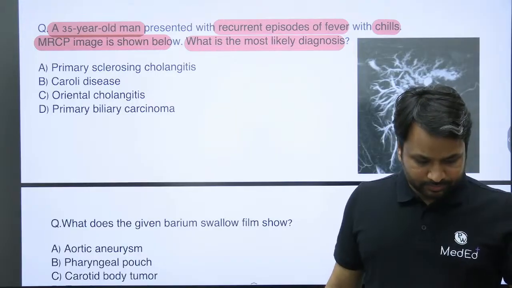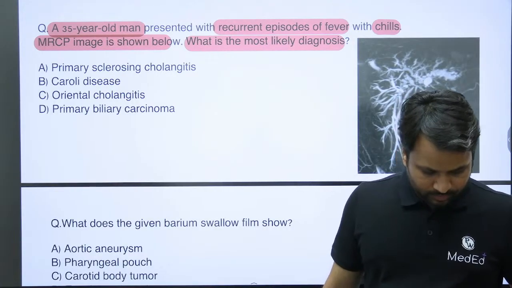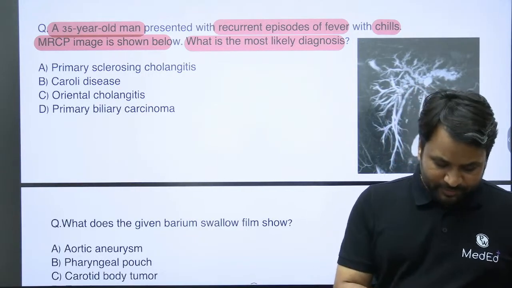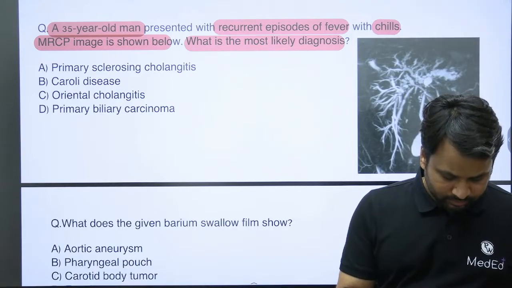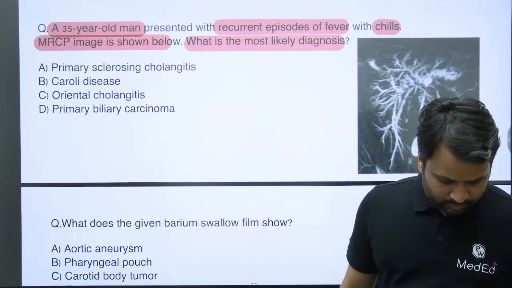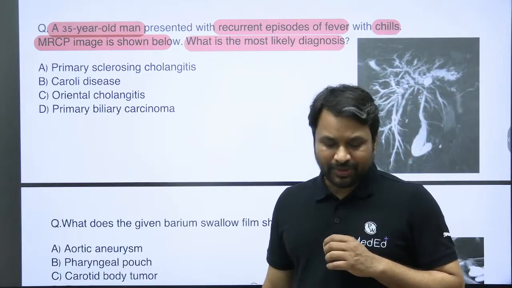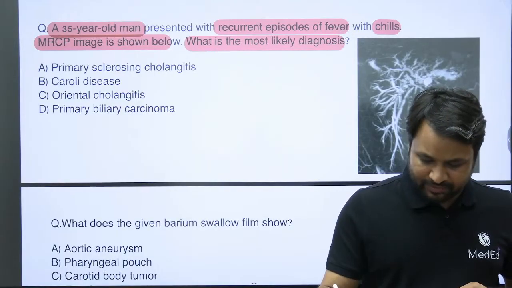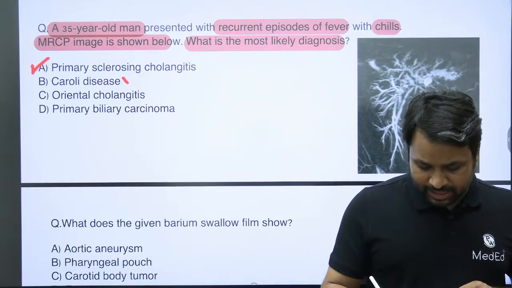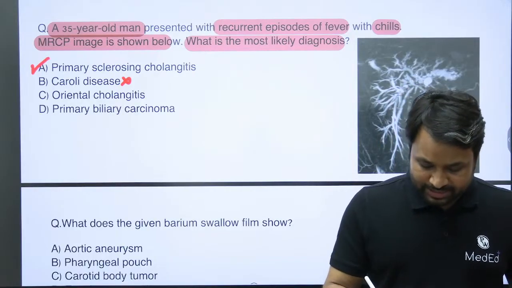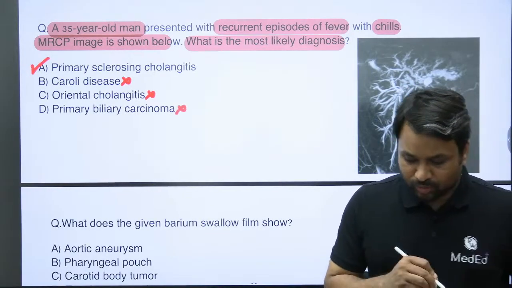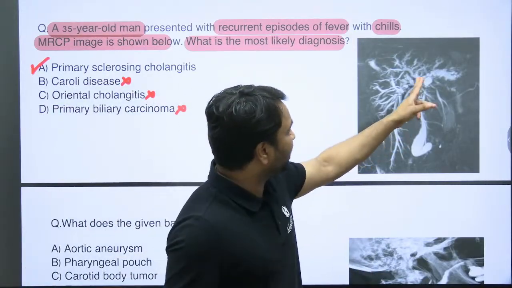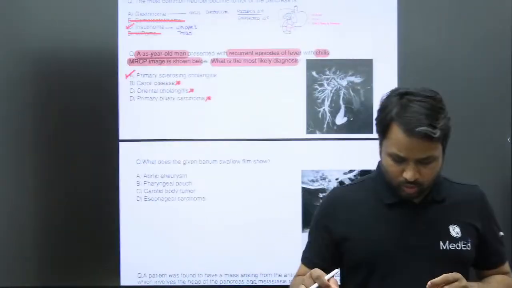Quick feedback. I'm waiting for your feedback. This is your exam question. In primary sclerosing cholangitis, there are multiple irregularities, which you can see very well here. In Caroli's disease, only the intrahepatic bile duct is involved. In oriental cholangitis, only the extrahepatic. In a biliary carcinoma, you will see a hilar tumor, and the rest of the ducts will remain the same. Here there are a lot of irregularities, so this is primary sclerosing cholangitis.